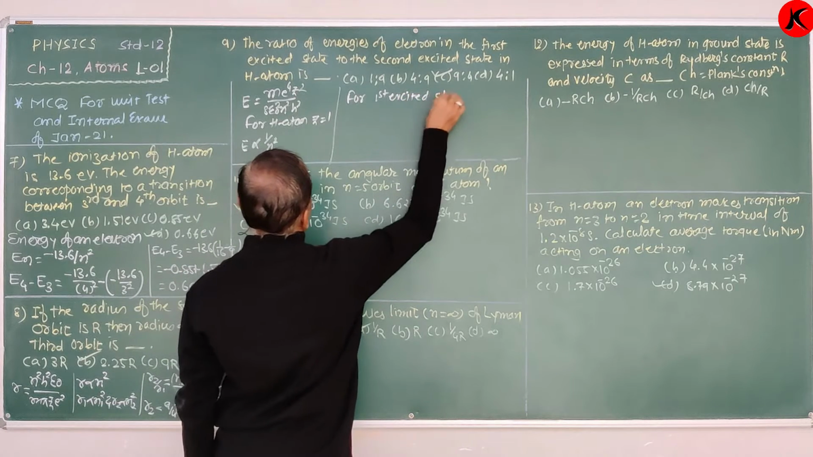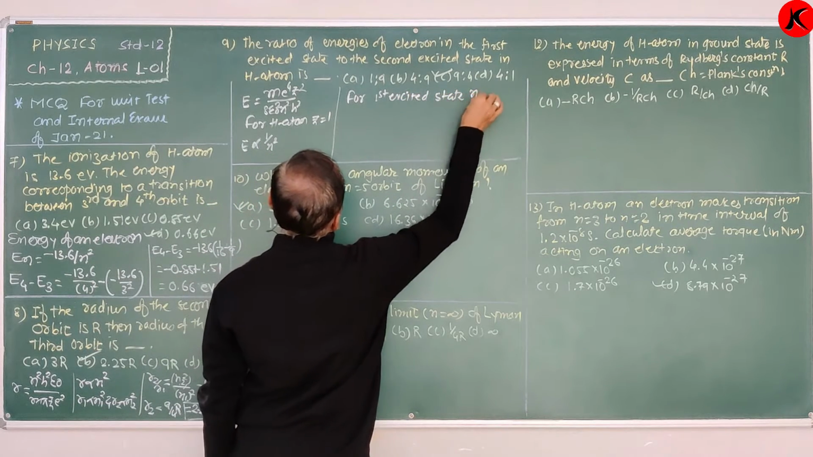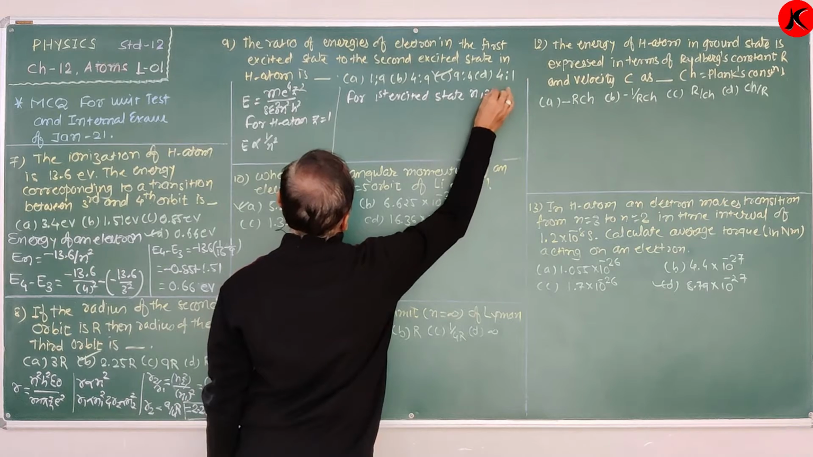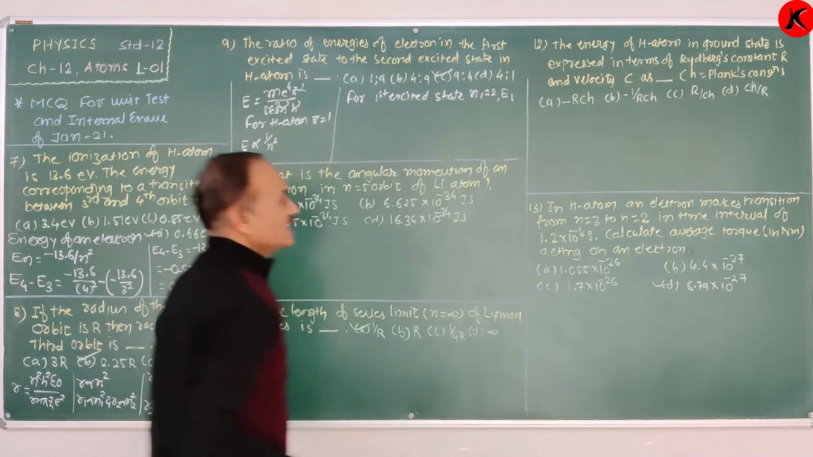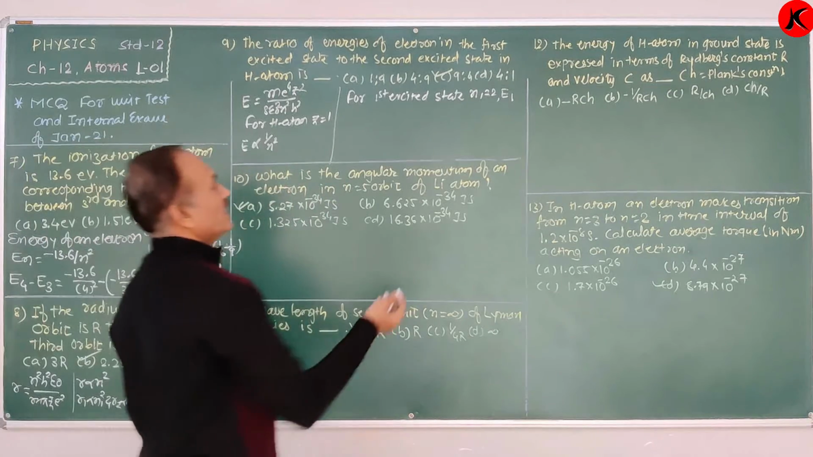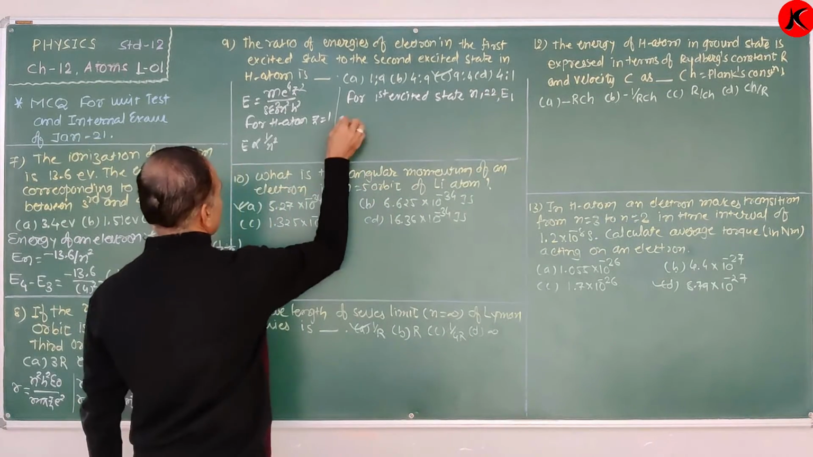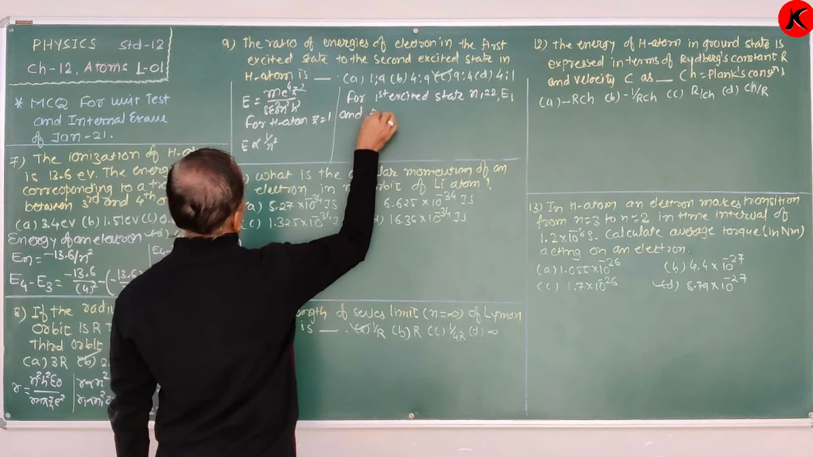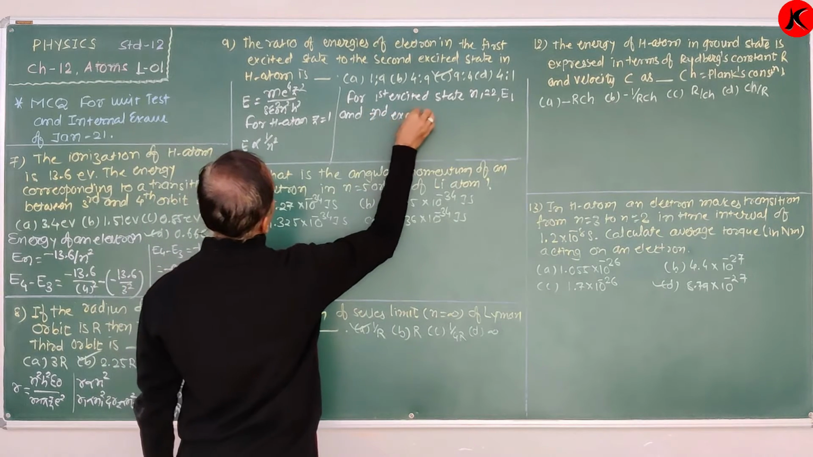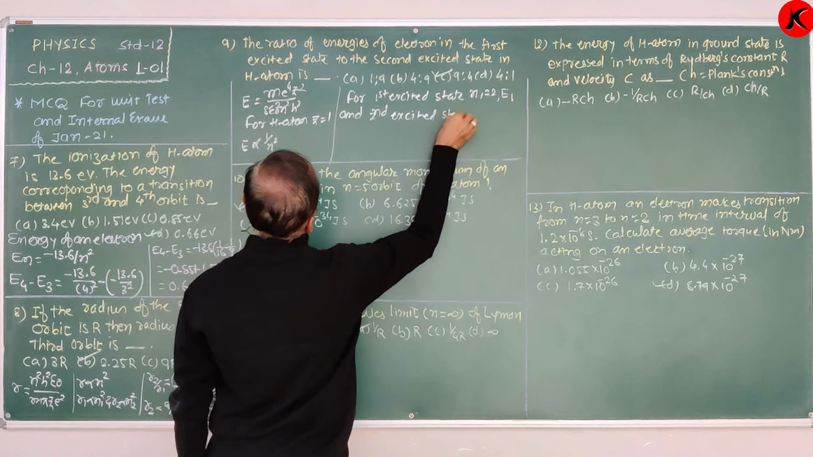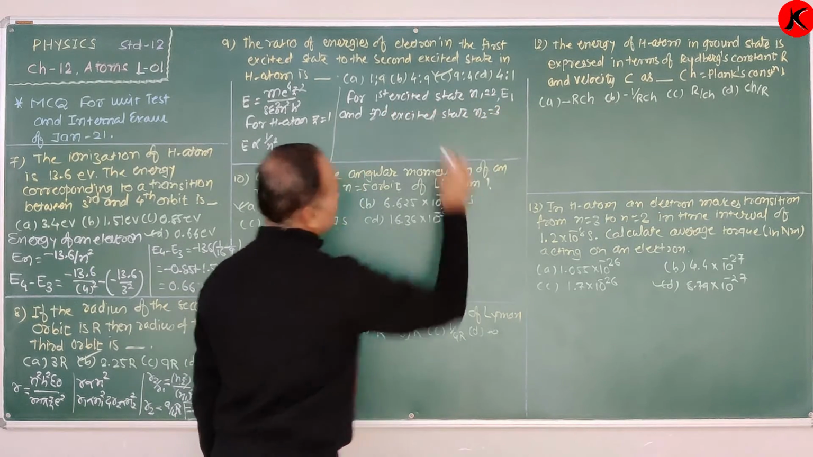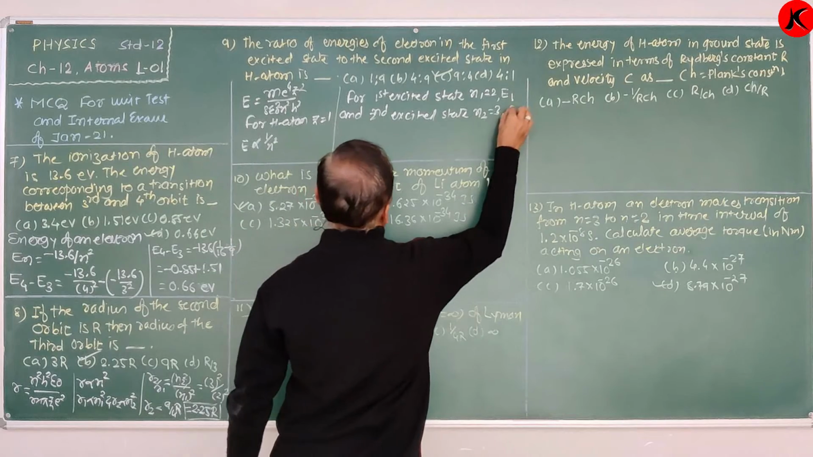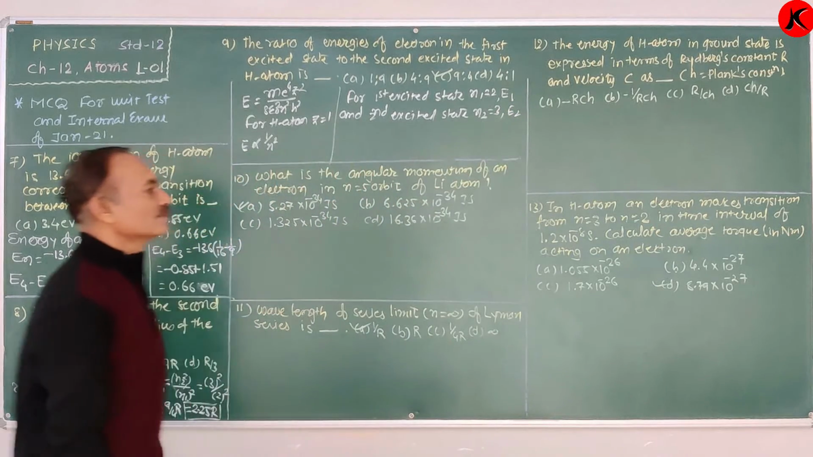For the first excited state, n1 is equal to 2 and the energy is E1. We have to find out the ratio. For the second excited state, n2 is equal to 3 and the energy is E2.